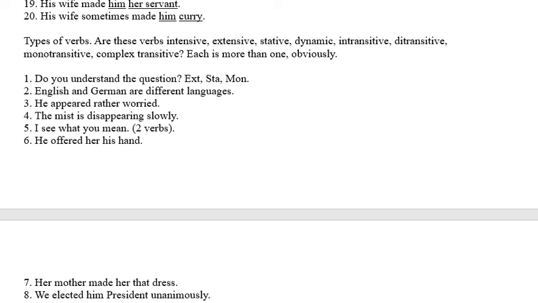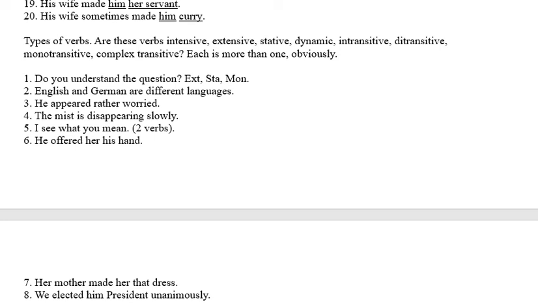Number 5, there are actually 2 verbs in here. I see what you mean. Okay, so the first one is, see, we've got see. So the subject is I, and then there's the verb see, and then the object is what you mean. This is extensive. Okay, there is no subject complement. We cannot say I am seeing what you mean, because see here means the same as understand. So this is stative. Okay.